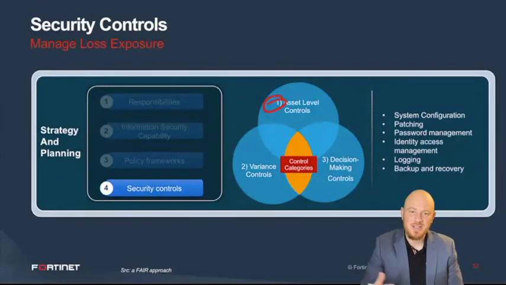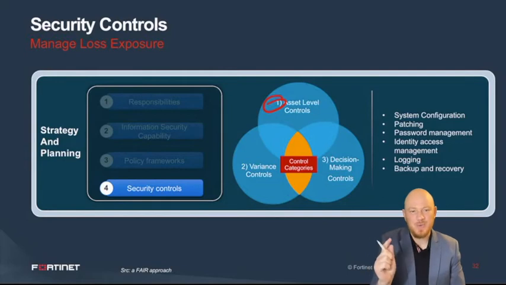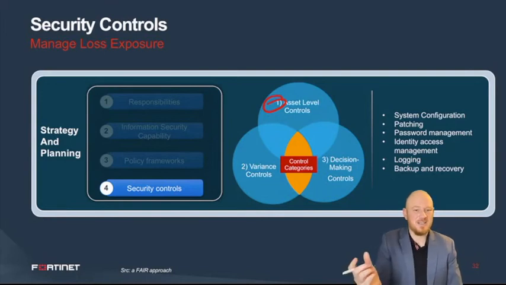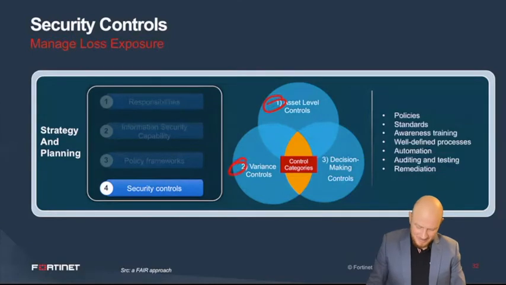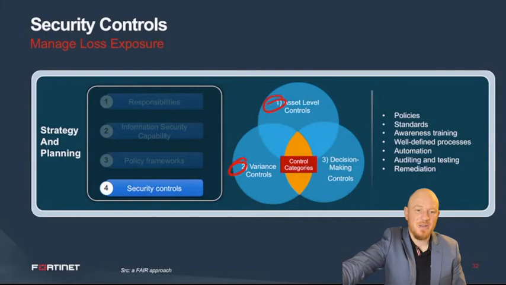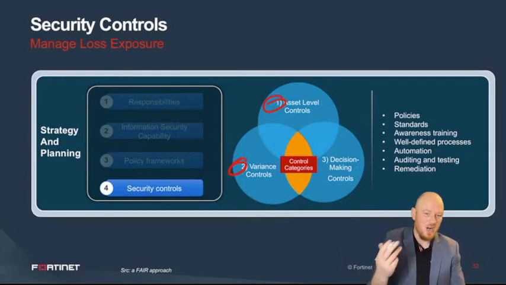And you need to know your assets. What controls are needed to reduce the risk on those assets? So here it is important to remember what controls are needed that can help to manage the loss exposure. Those are things such as system configuration, patching, password management, identity and access management, logging, backup, and recovery. Another component is around the variance controls. And that's going to include things such as the policies, the standards, awareness training, and remediation.